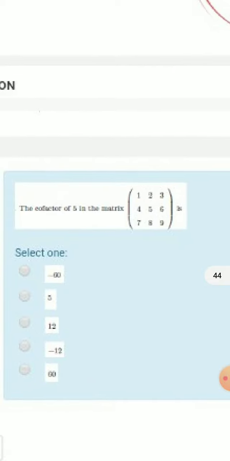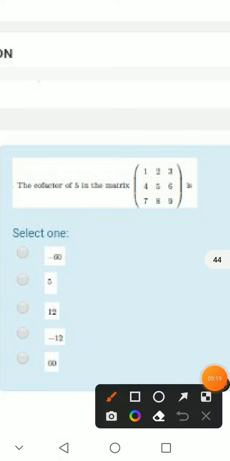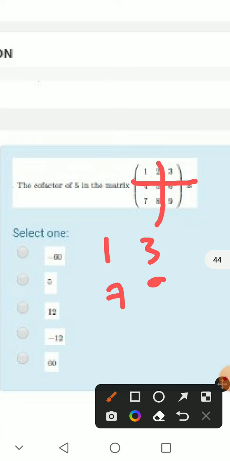Okay, here it says we should find the cofactor of 5 in this matrix. The easiest way to go about this, yes, you can use calculator, but it's going to take time. So to find cofactor of 5, eliminate everything in the same column with 5 and in the same row with 5. So I eliminate this, and I eliminate this. So what do I have left? I'm going to have 1, 3, 7, 9. And remember that 5 is in the second row and second column. That's 2 plus 2 is 4, an even number. So that means this will carry a positive sign.